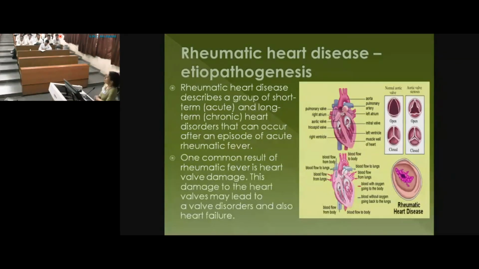So basically what is happening is that it follows streptococcal infection in the throat. So is it the infection which is causing rheumatic heart disease? No, it's not the infection. It's the immune response that occurs. So it's kind of, you can say, an immunological phenomenon.